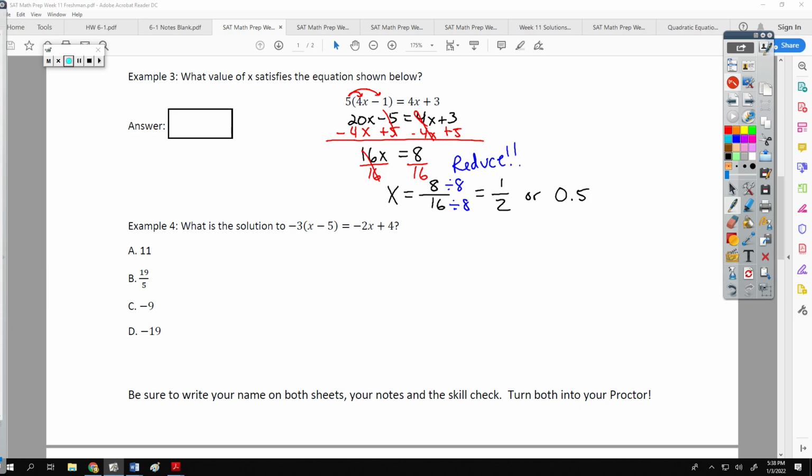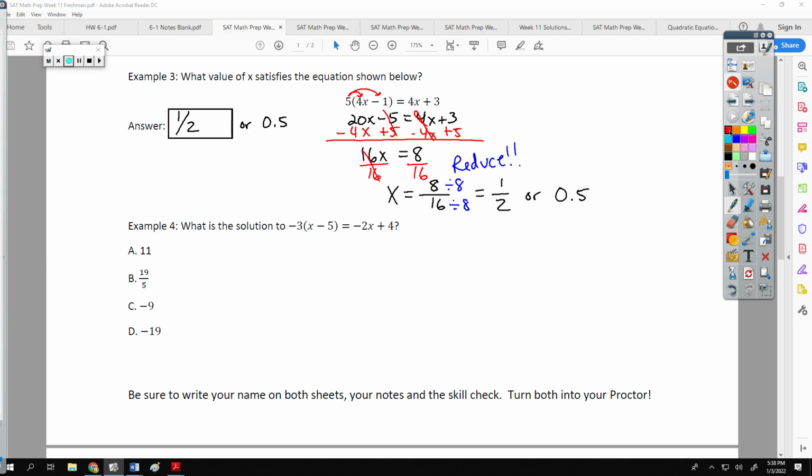Now when we go to type that in on the computer, it's only going to allow us to type in a total of 4 characters. So you cannot write x equals 1/2. It will not allow you to do that. So in the box, I'm only interested in either saying 1/2 or 0.5, one or the other. We do not provide both. We only provide one. It does not matter which one. They are both equally correct.